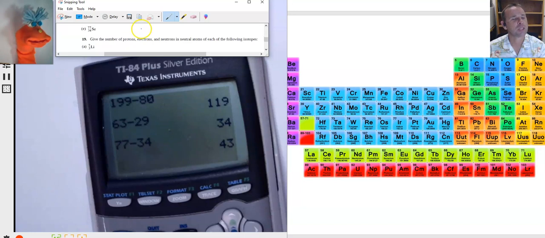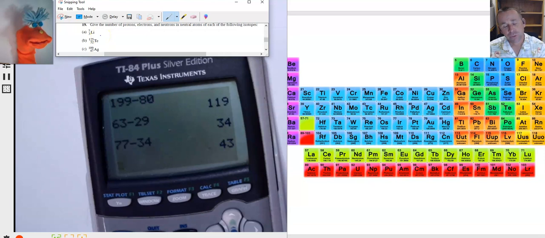Okay, give the number of protons, electrons, and neutrons in the neutral atoms of the following isotopes. Oh, we're still doing the same thing? So, lithium. 3 protons, 3 electrons, 4 neutrons? Yep, that's right. All right, you do this one.